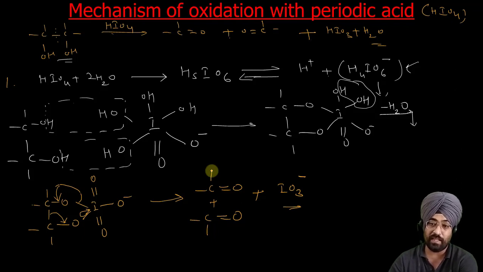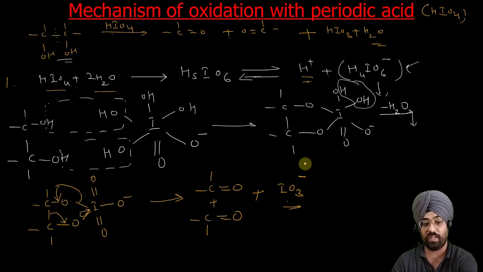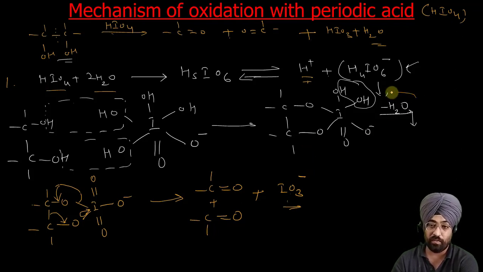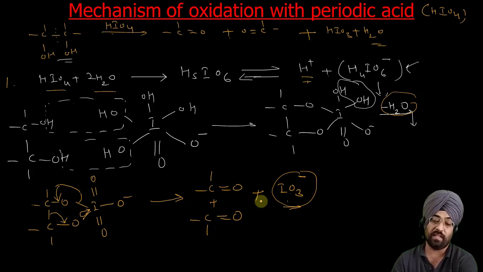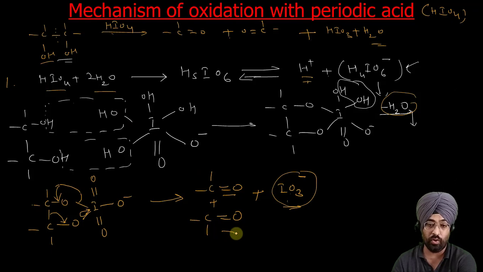First you have to get this. This is obtained by combining HIO4 with water and removing this proton. Now this proton can combine here to give you HIO3, and here water was removed. So water and HIO3 are the byproducts in this reaction, and you can see this OH has been oxidized to C double bond O, and this carbon-carbon bond has been cleaved.